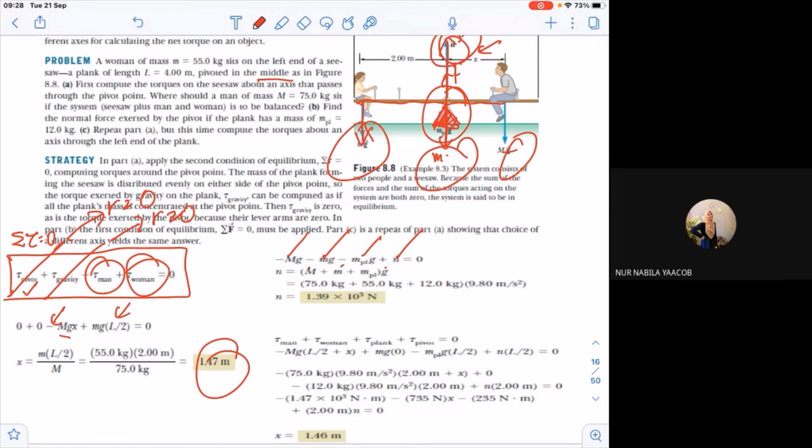And lastly, repeat part A, but this time compute the torque about an axis through the left end of the plank. Look at how they did it. Okay, left end of the plank. Repeat part A. You look at two different things.